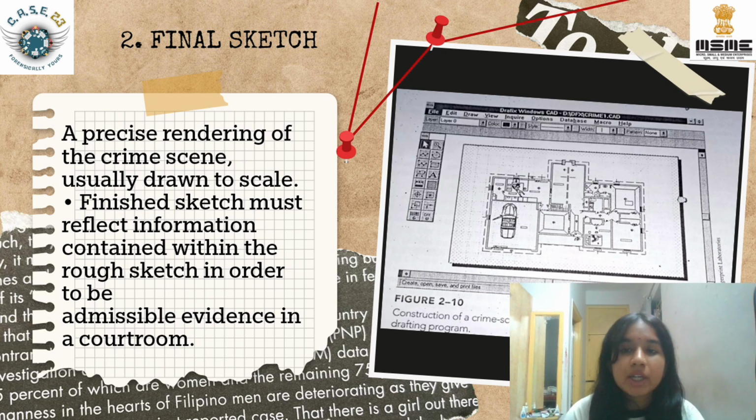And computer programs can also be used to develop these permanent or final sketches. These final sketches should include the directions: north, south, east, and west. And scale should be involved, the dimensions of all the rooms, all the landscapes should be included, and the date, location, and name of the officer or investigator.